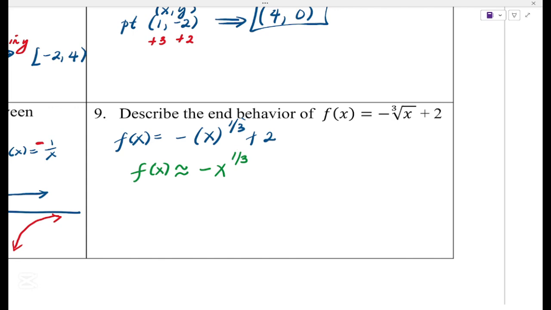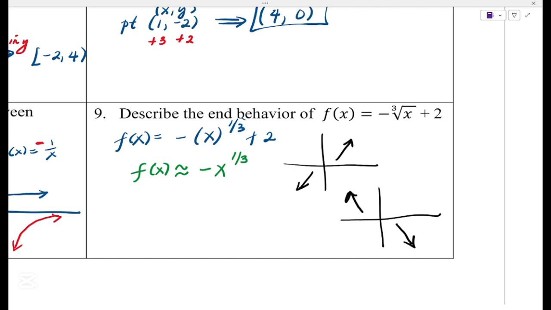And since we have an odd power, remember when we have an odd power, there are two options. One is, the end behavior will be y increasing on the right side and decreasing on the left side. The other one is y decreasing on the right side and y increasing on the left side. Since the coefficient is negative here, we will choose the second graph. This one. This is the end behavior.